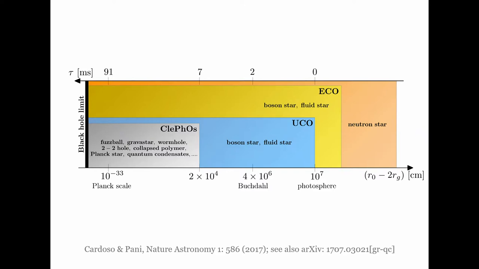Why is this important? Because if the surface is located so deep inside the potential well that photons take a longer time than the instability timescale, for all dynamical purposes, these objects behave as black holes. Because you see, the response of black holes was in the light ring, right? So if you throw something at this object, it is going to respond at intermediate timescales exactly like a black hole, right? So this will be a CLIFO, like clean photosphere object.